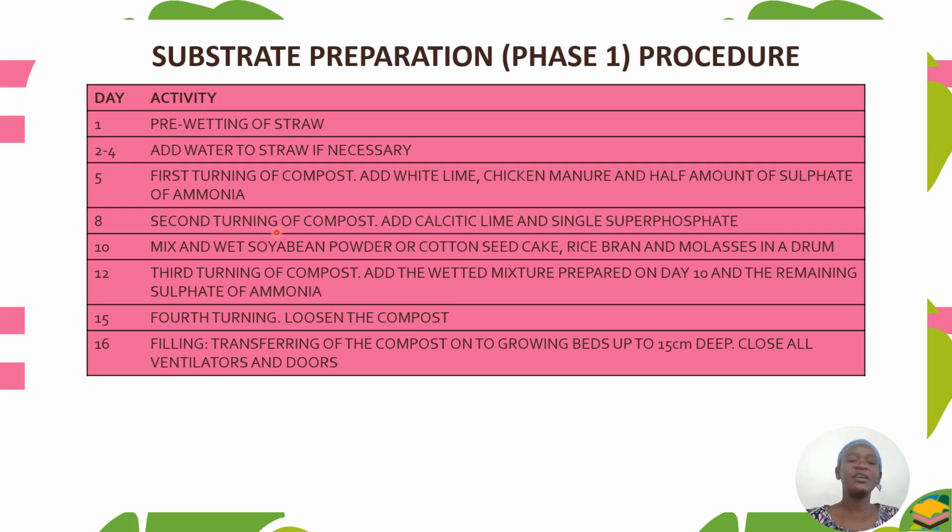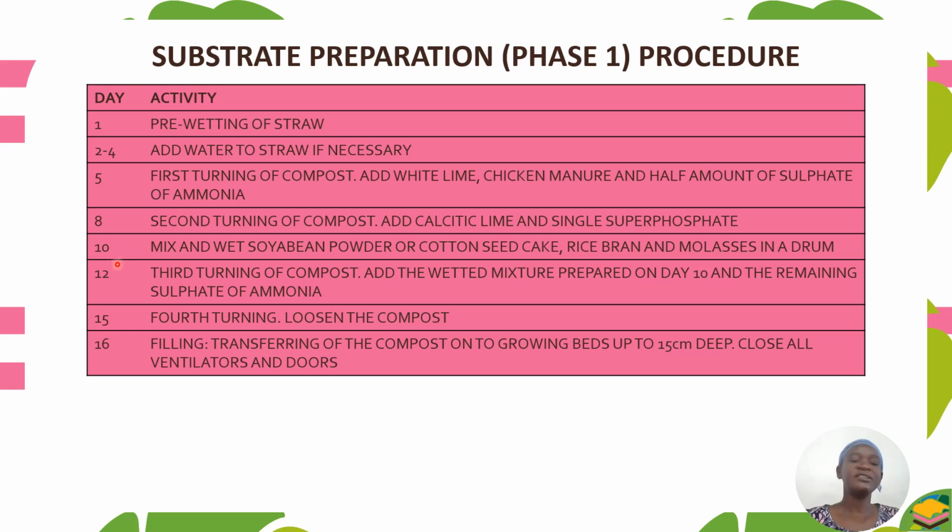So after turning the compost on day 8, as you are turning, you also add other materials. On this day, you add static lime as well as single super phosphate. Then on day 9, you leave the mixture like that. There's no activity on day 9.